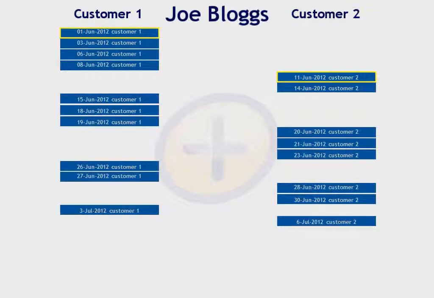So, Joe Blogg's 12-week period with customer 1 here starts on the 1st of June 2012 on a Friday. Joe Blogg's 12-week period with customer 2 starts on the 11th of June 2012, which is a Monday, and the weeks are calculated from there on in.